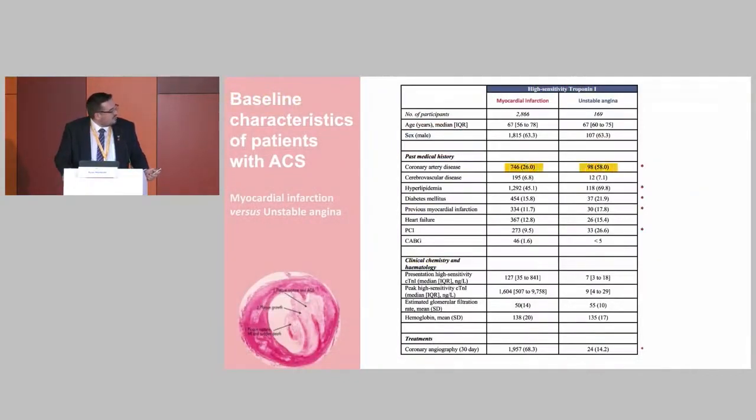So we can see that people diagnosed with unstable angina are twice as likely to have a history of coronary disease. They're 50% more likely to have a history of hyperlipidemia and diabetes or previous MI, and they're 3 times more likely to have a history of previous PCI. And remember, these are the same underlying pathologies that are occurring.